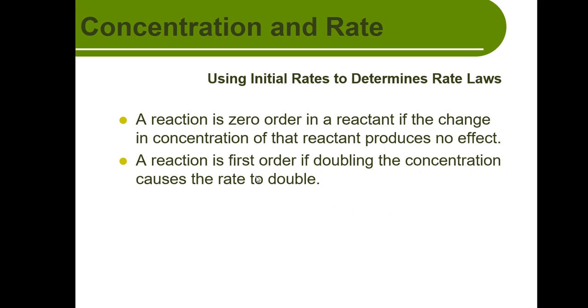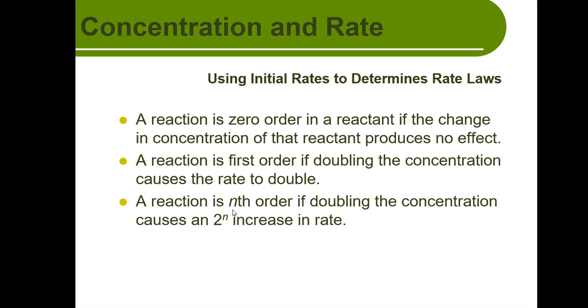A reaction is first order if doubling the concentration causes the rate to double. Why? Because whatever you do with the concentration, the same thing is done to the rate. So in that case, they are directly proportional, so we say the reaction is first order. If we change the term doubling here to triple, this will also be triple. So whatever your multiplier is in the concentration, that would be the same multiplier to the reaction rate. In that case, your reaction is first order.